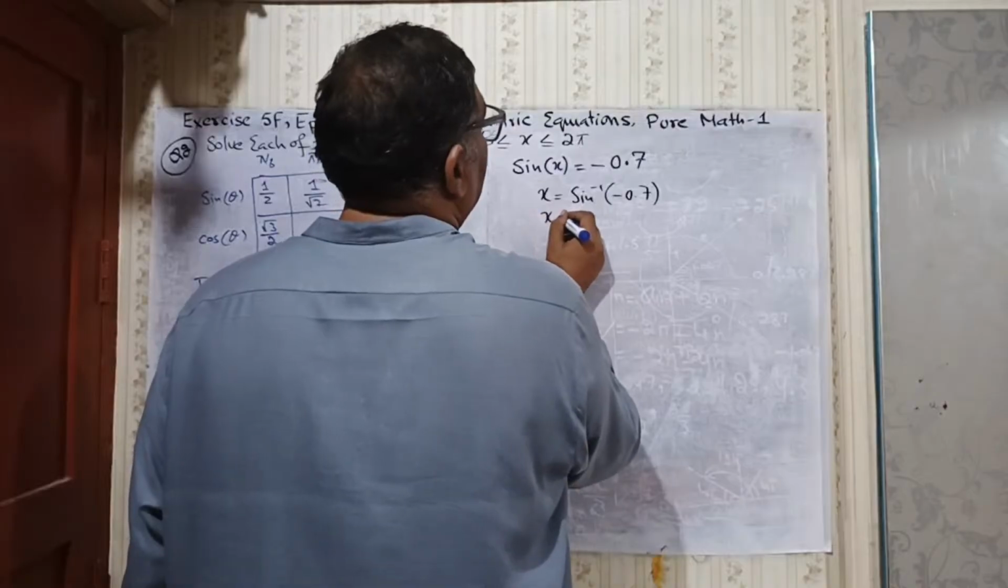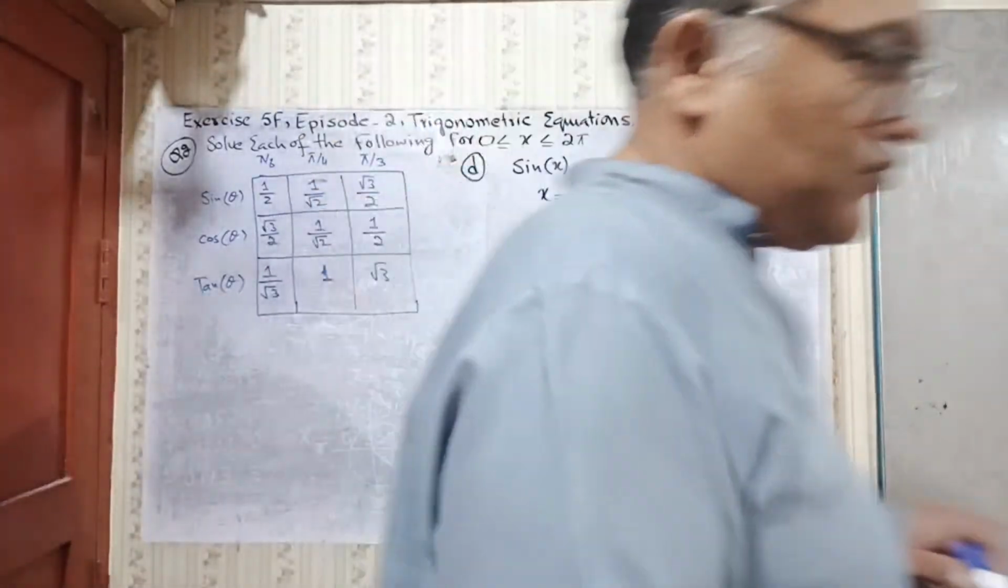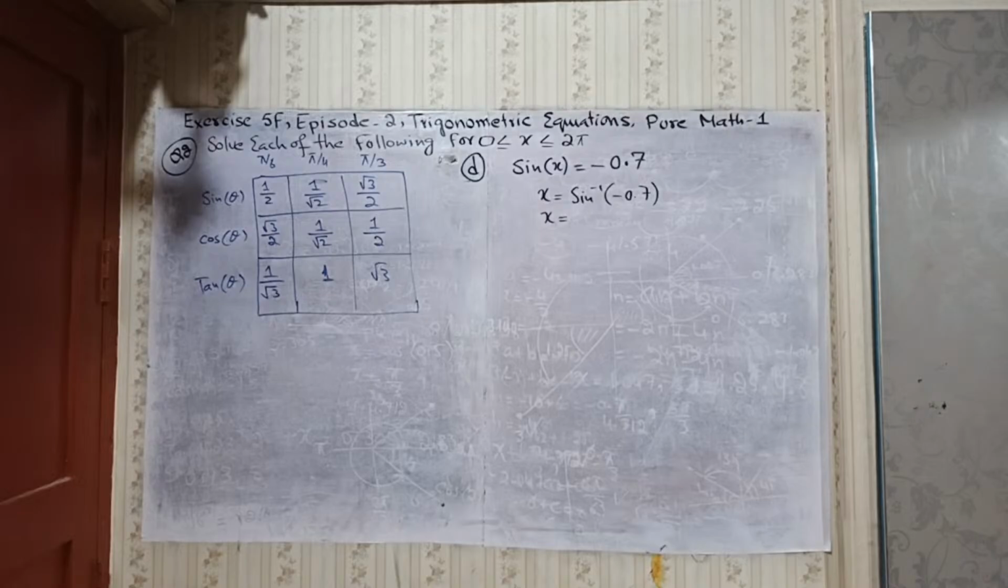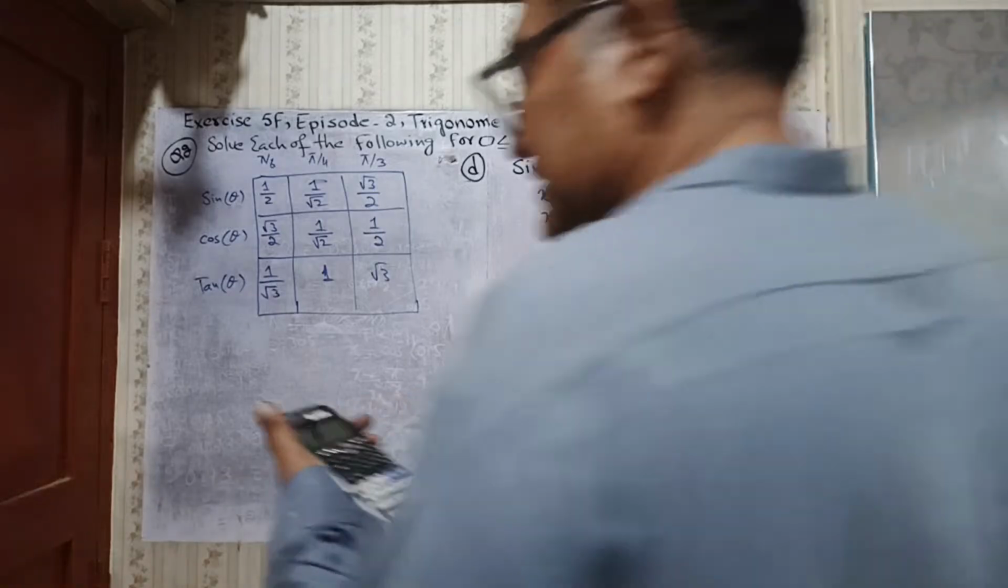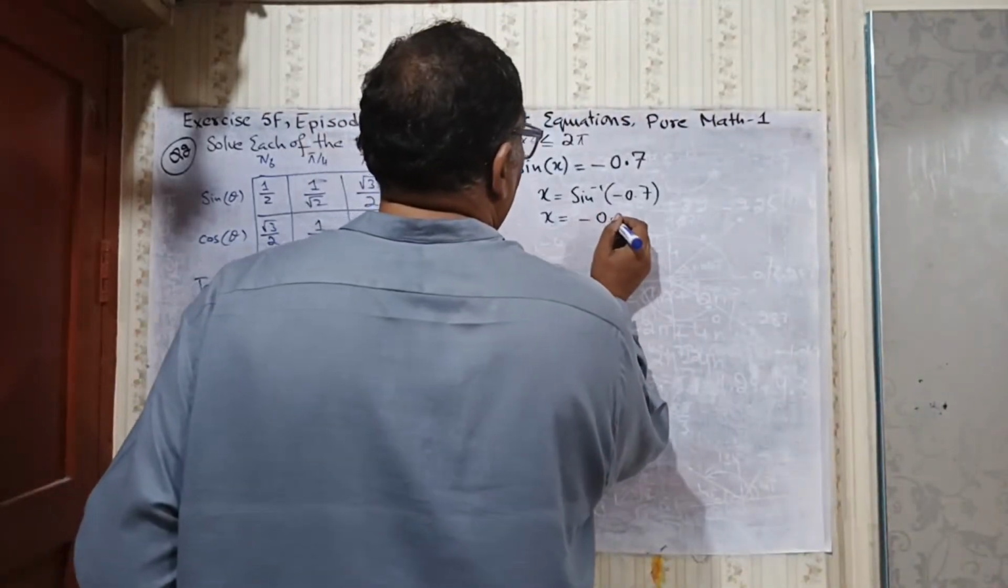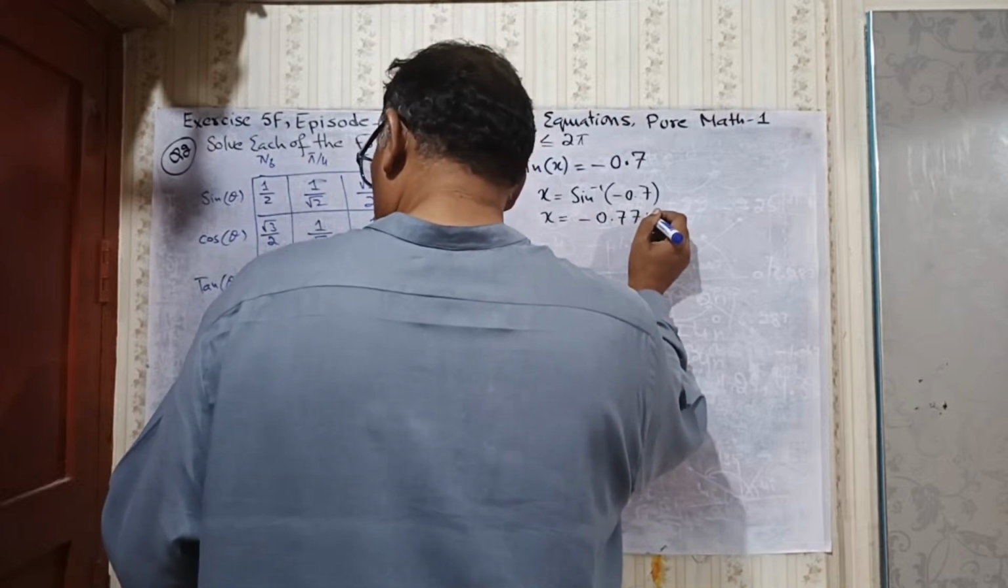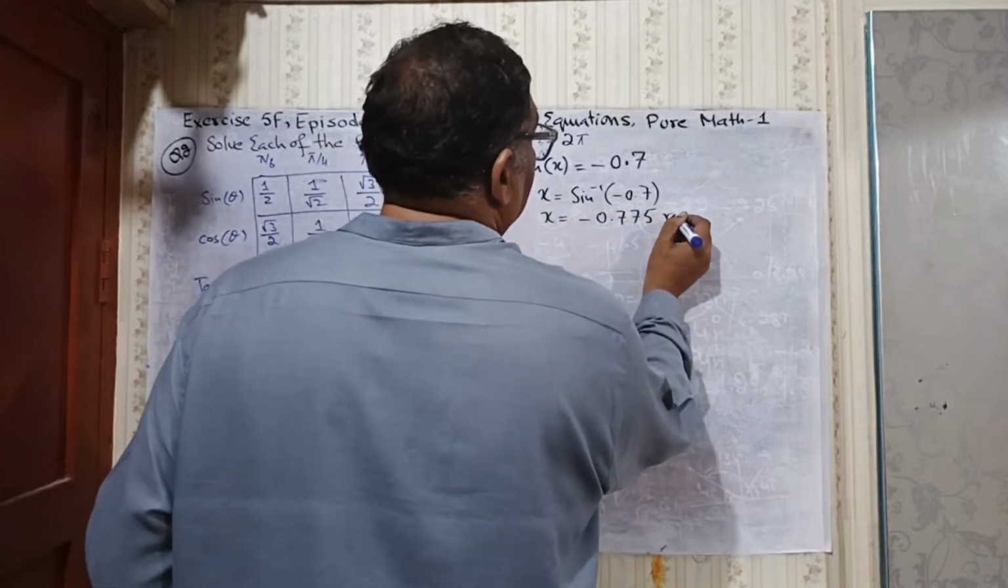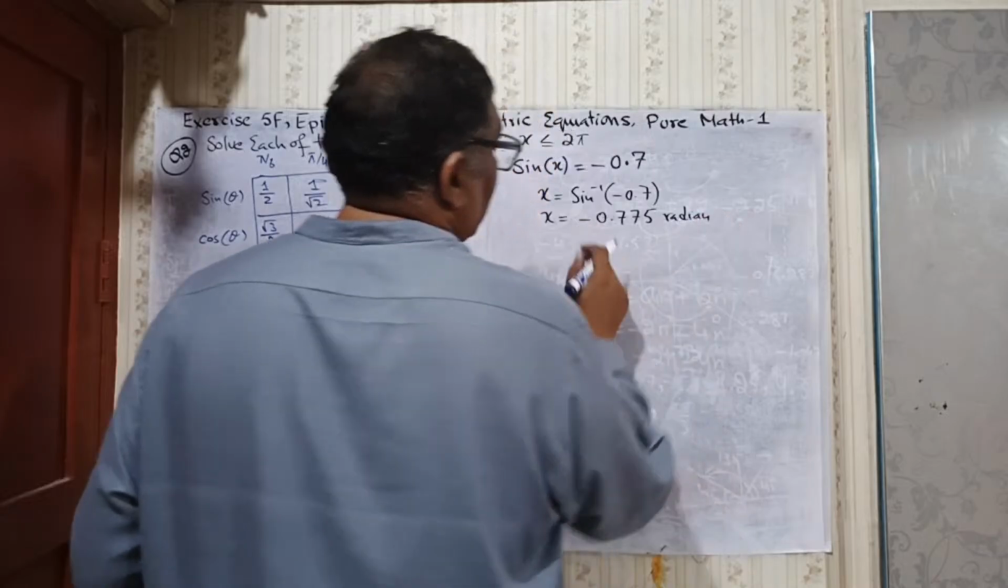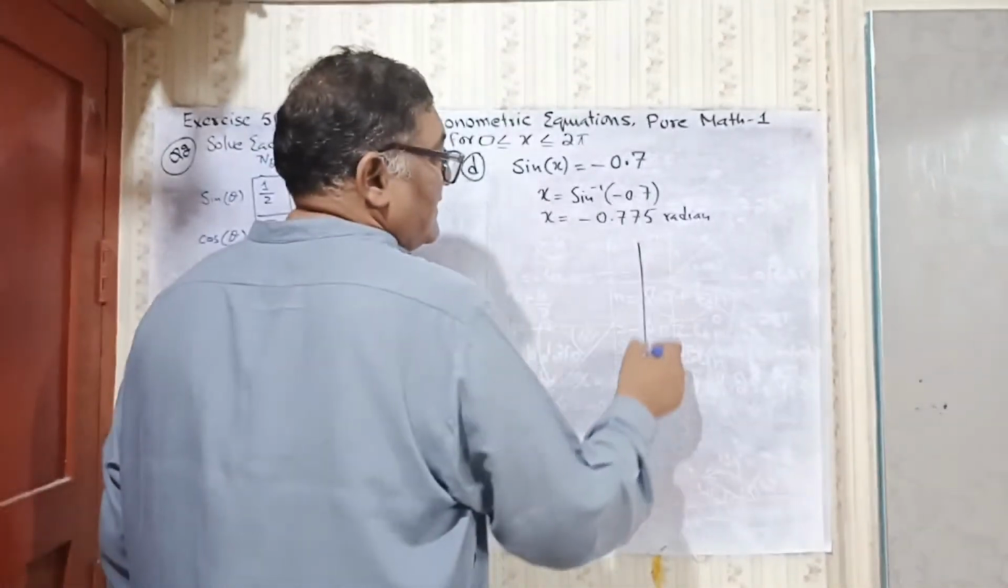So let's find the angle. Your calculator must be in radians, because in this question we are working in radians. Shift sine, bracket start, minus 0.7, bracket close, equals. This gives me an angle of minus 0.775 radians. Don't worry about this negative sign; it means the negative angle.